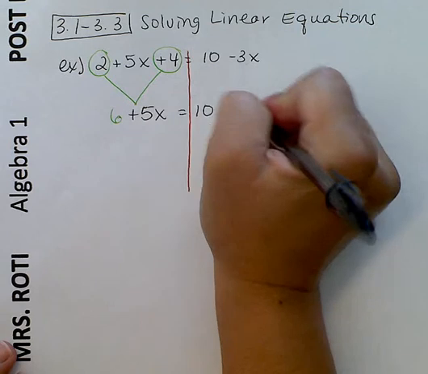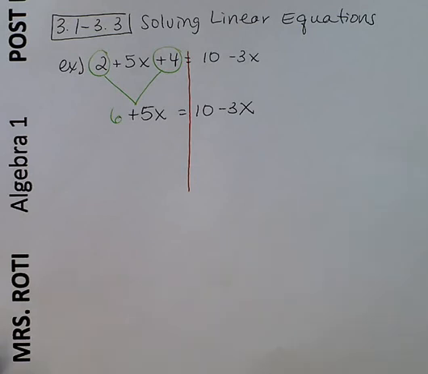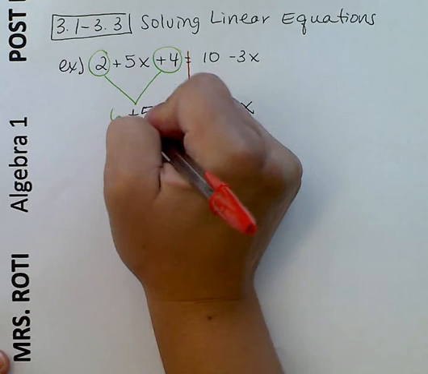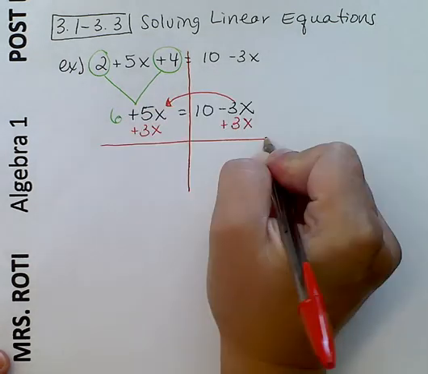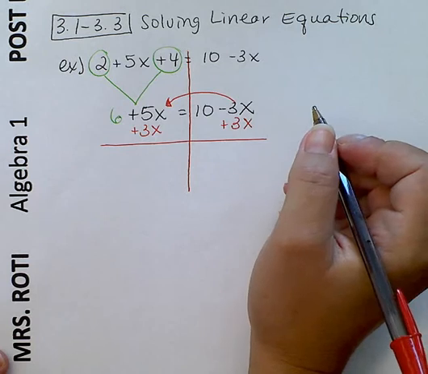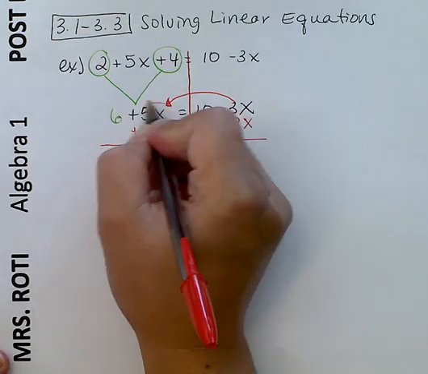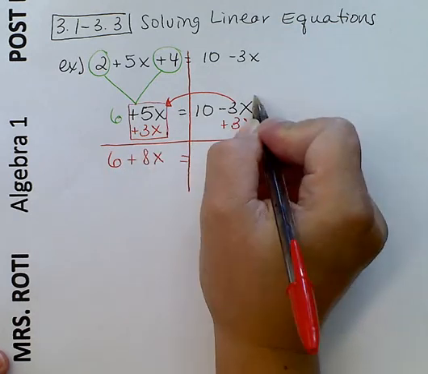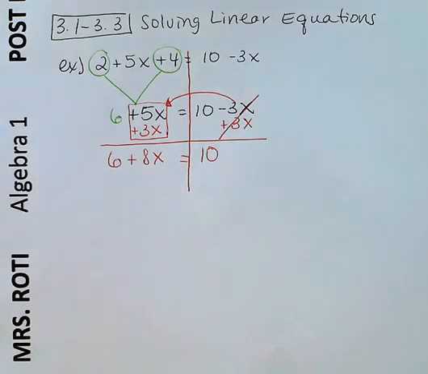And remember, we want letters to one side and numbers to the other. And you can go either way, to the left or to the right. Since 5 is more than 3, I'm going to try and get this guy over here. I can do that by my idea of the inverses. I'm going to bring down my 6. 5 plus 3x is 8x. These guys disappear. That's the point of the inverses. And I'm left with 10 on the right-hand side.